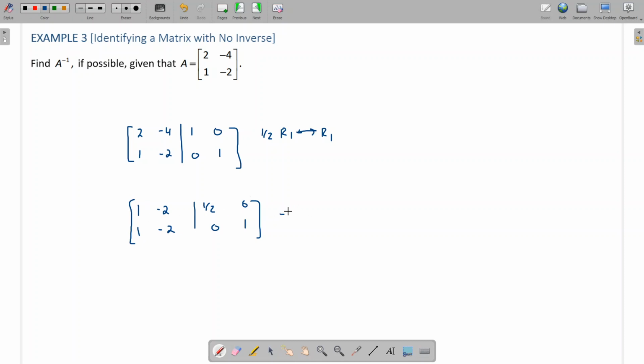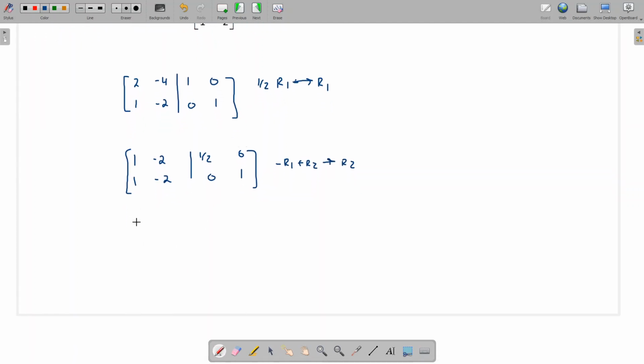Now, if we take negative row 1 and add it to row 2 and make that the new row 2, we end up with the top row staying the same, but then the bottom row, these are all going to get canceled. Over here, you're going to get a -1/2, and then here you're going to just get still a 1 there.